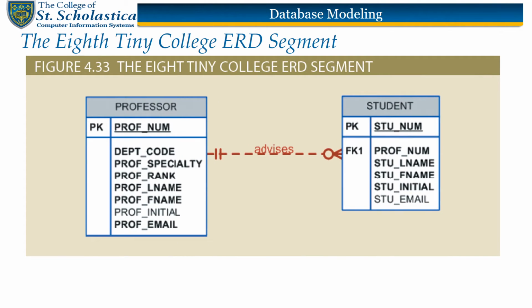In Figure 4.33, each student has an advisor in his or her department. Each advisor counsels several students. An advisor is also a professor, but not all professors advise students. Therefore, student is optional to professor in the, quote, professor advises student, end quote, relationship.